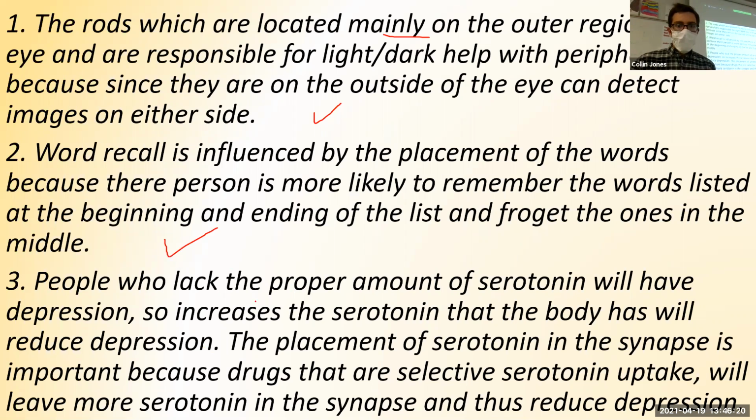Number 3, people who lack the proper amount of serotonin will have depression. So increasing the serotonin that the body has will reduce depression. The placement of serotonin in the synapse is important because drugs that are selective serotonin uptake inhibitors will leave more serotonin in the synapse and thus reduce depression.